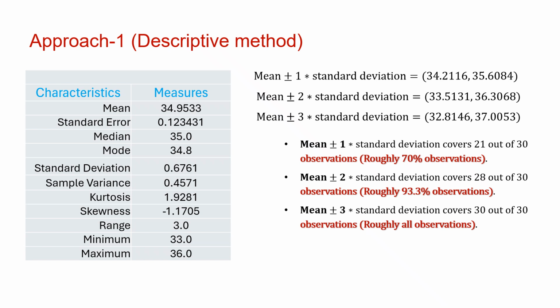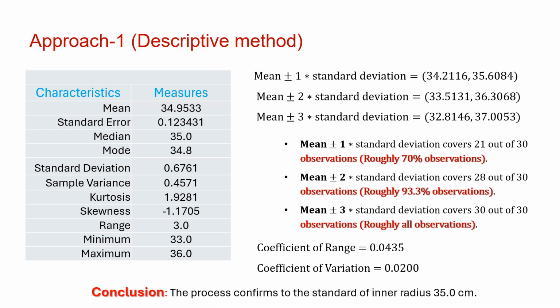So what it actually says: the 1 sigma limit covers roughly 65 to 68% of observations, 2 sigma covers roughly 95%, and 3 sigma limits cover 99.9%, something like that. So that means the intervals definitely cover the manufacturer's target, that is 35 centimeters. So we can very well conclude, from a descriptive sense, with no further computation, no scientific investigation as such.